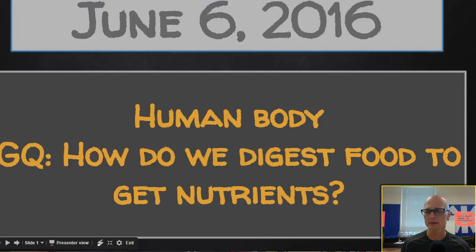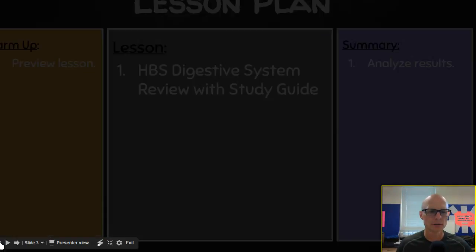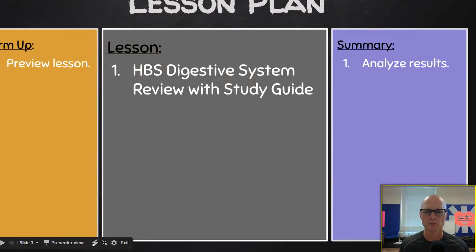Monday, June 6th, the last full week of school. We are still in the human body. Our plan, sorry about that, back up a little bit here. Our plan is to give you a chance to review all the objectives from lessons 1 through 7. They're all the digestive system items. And what that means is you have, in lieu of a test, they provide a study guide that we'll just use as a way for you to show what you know. By filling out that study guide, you will earn your final grade for the digestive system.